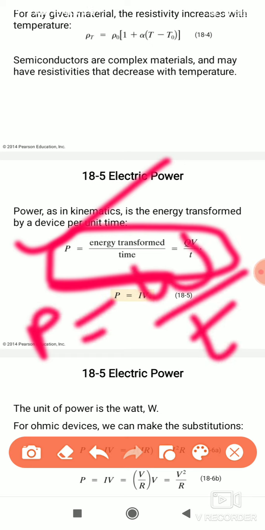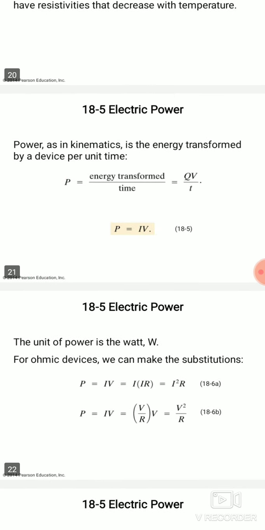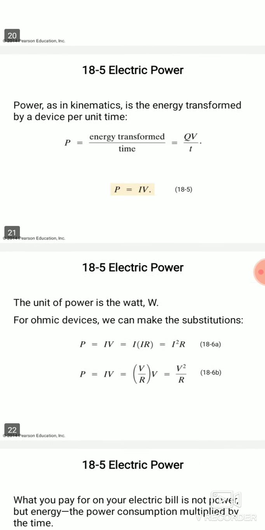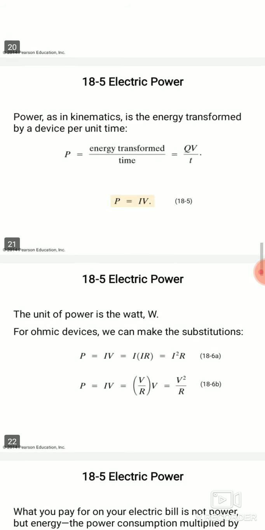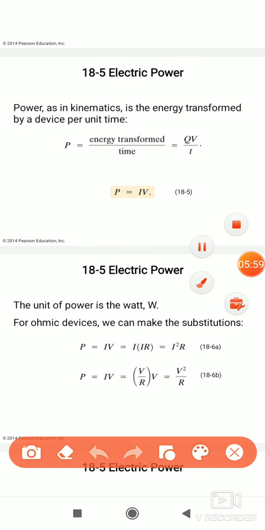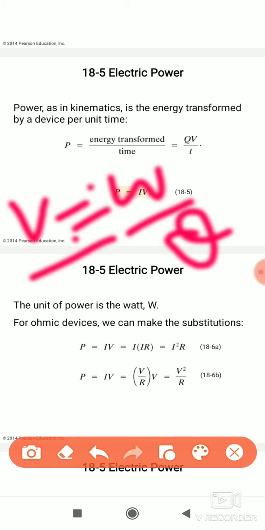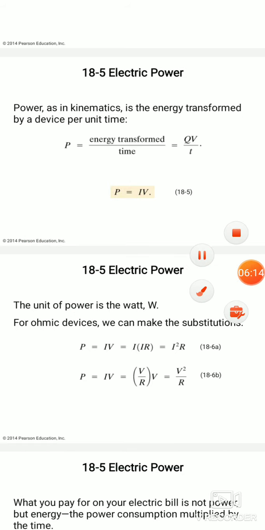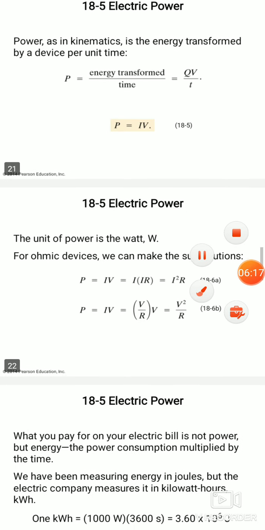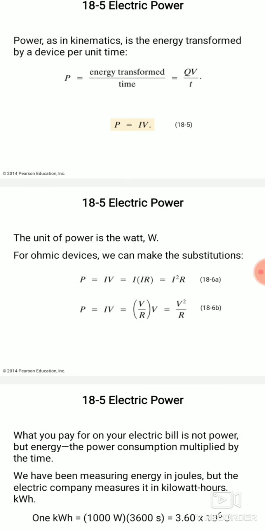W is the work done by charge. With the help of this, we get P is equal to QV upon T, and that indicates P is equal to I into V. Dear students, since power is the work done per unit time, how can we calculate work done? V is equal to W upon Q. With the help of this, we get W is equal to Q into V. So in the place of W, we put Q into V. Power is the work done per unit time, so in the place of work done, we put Q into V.